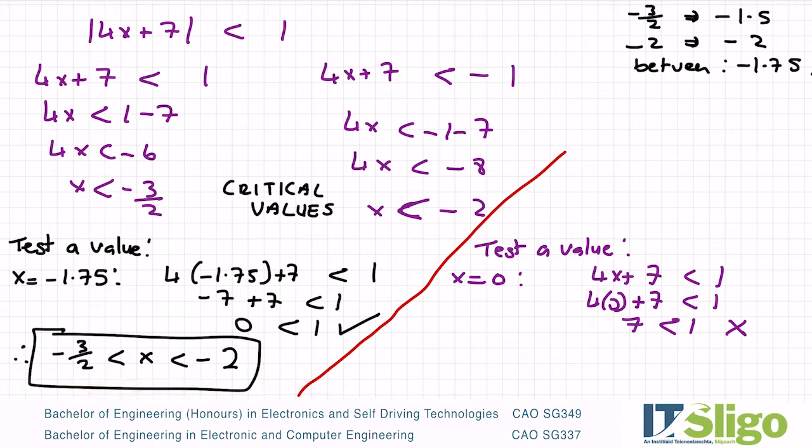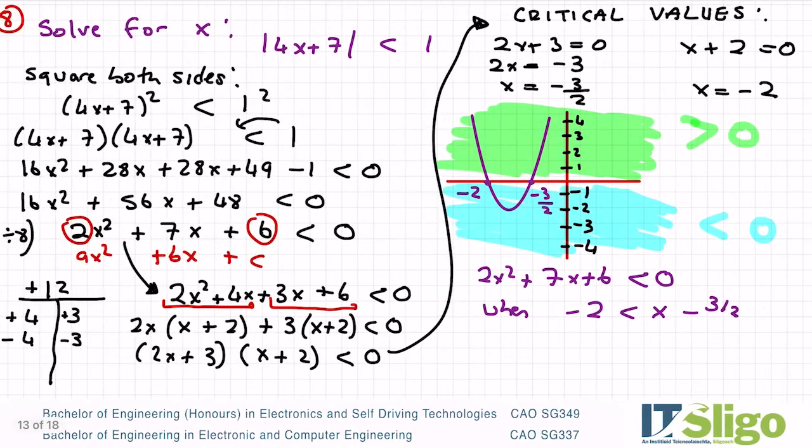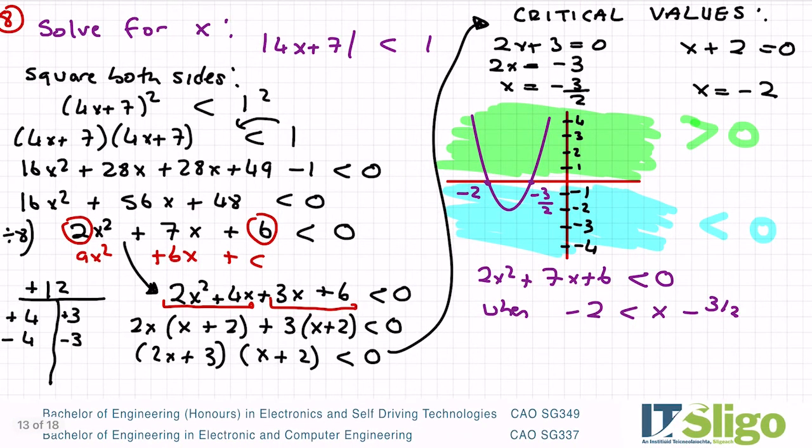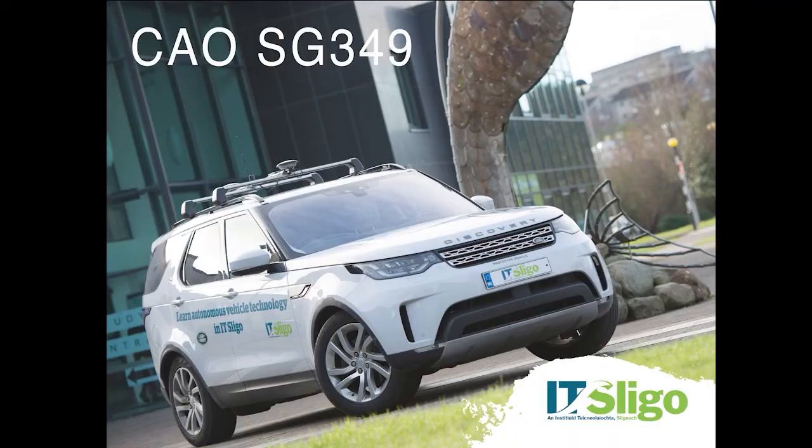The reason these are called critical values is everything happens with respect to these values. It's either between these values that satisfies the equation, or it's outside them. And that's why they're called such. So either method, whichever you prefer.